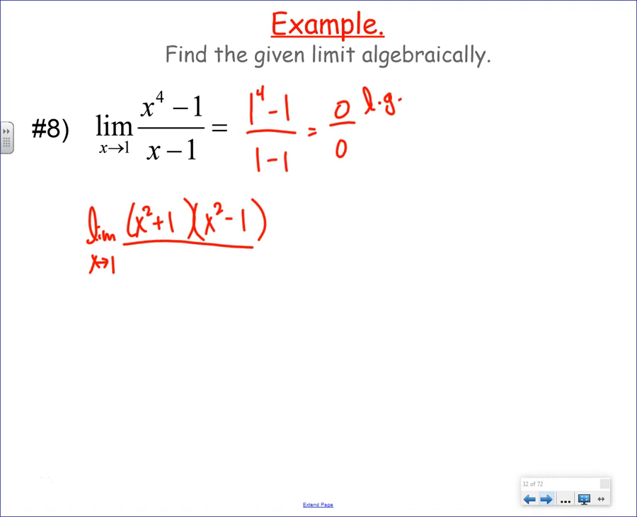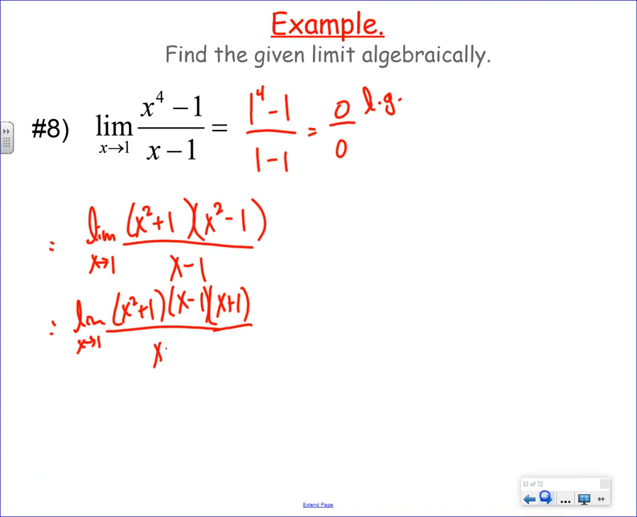Now, hold on. Can I go canceling anything? No, because if I put parentheses, it doesn't match. But there's another difference of squares. Okay, remember, with the plus, it's completely irreducible. I can't do anything with that. The zeros are imaginary. Stop, stop, stop. But this guy, ooh. This guy.